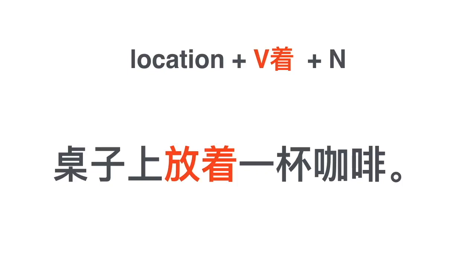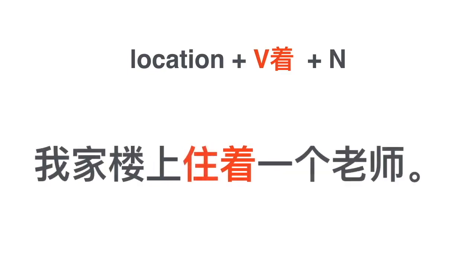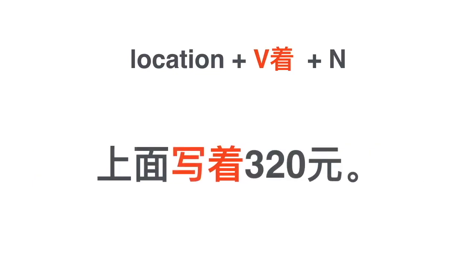桌子上放着一杯咖啡。Another one. 我家楼上住着一个老师。There's a teacher living upstairs from my home. 我家楼上住着一个老师。Another one. 上面写着320元。320 yuan is written on it.